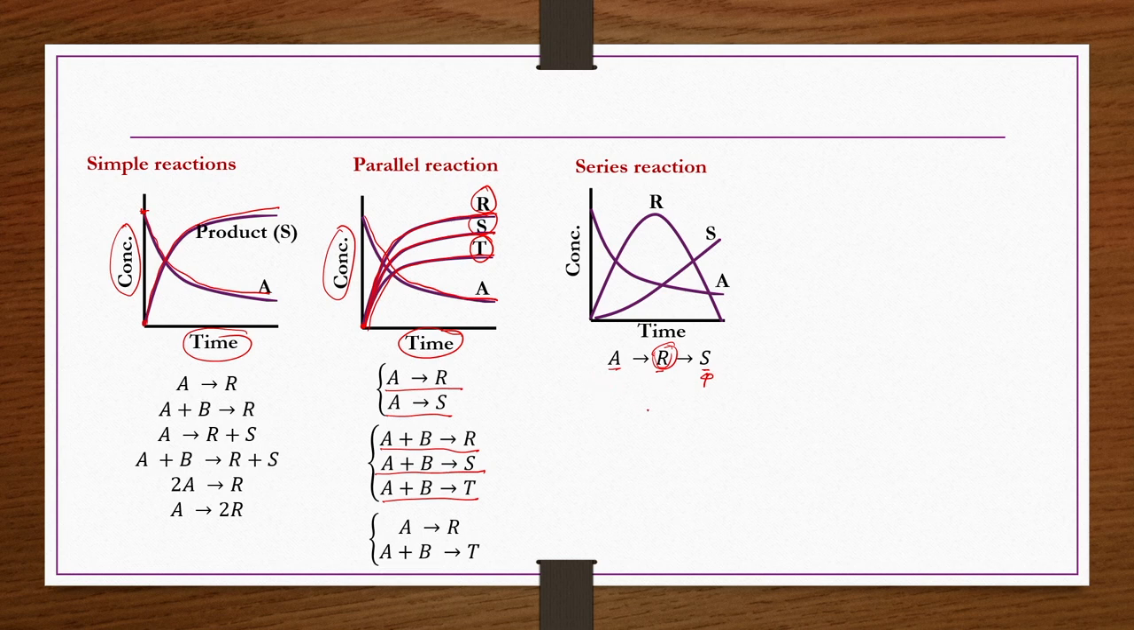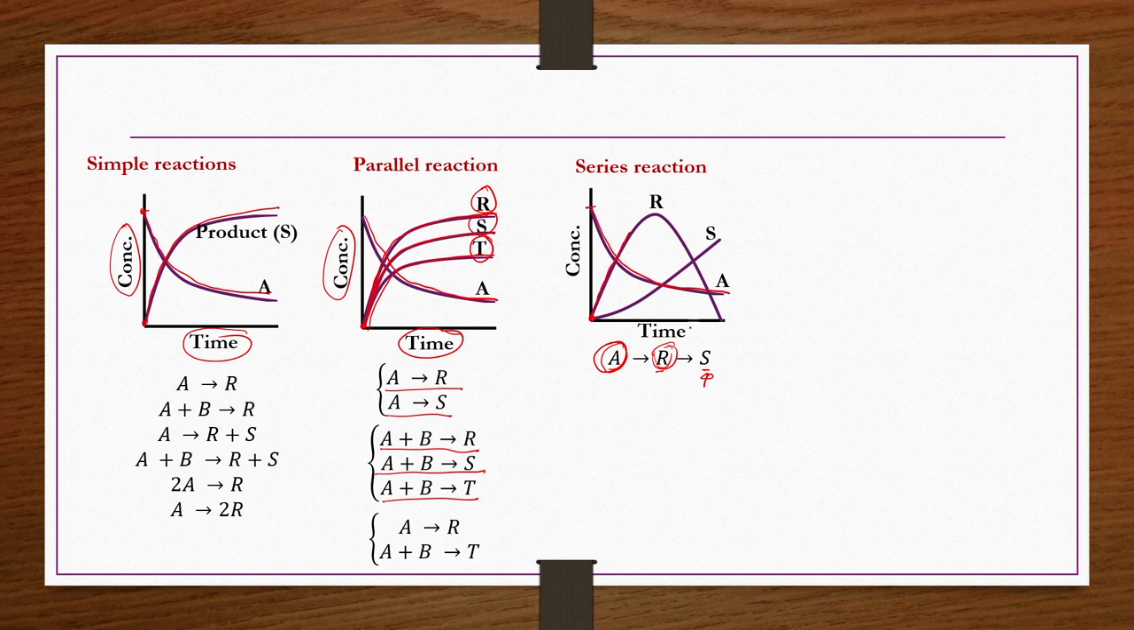Now whether it is a parallel reaction, simple reaction or series reaction, the initial reactant is A. So its concentration is going to be maximum when time t equals 0, and since it is being consumed, its concentration is gradually going to decrease with respect to time. And now about R: R is the product actually, so there is no product initially at t equals 0. As the time progresses, R formation takes place, so its concentration increases. Up to that it is fine.